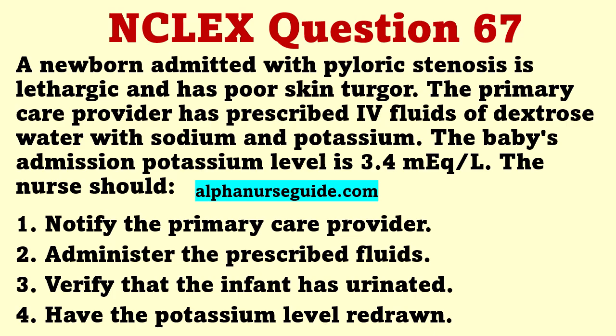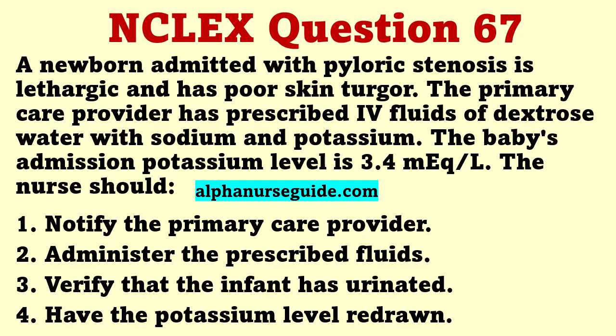A newborn admitted with pyloric stenosis is lethargic and has poor skin turgor. The primary care provider has prescribed IV fluids of dextrose water with sodium and potassium. The baby's admission potassium level is 3.4 milliequivalents per liter. The nurse should 1. Notify the primary care provider. 2. Administer the prescribed fluids. 3. Verify that the infant has urinated. 4. Have the potassium level redrawn.